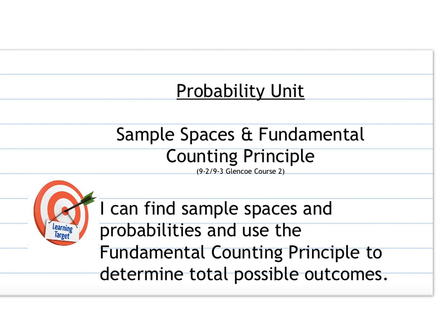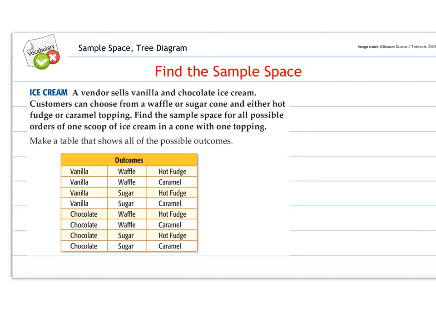Welcome to your video lesson, combination of sample spaces and the fundamental counting principle. So you are going to be able to find the sample spaces and know what that word means in vocabulary for probabilities, and then you're also going to be able to use the fundamental counting principle to quickly determine the total number of possible outcomes of an event or combination of events.